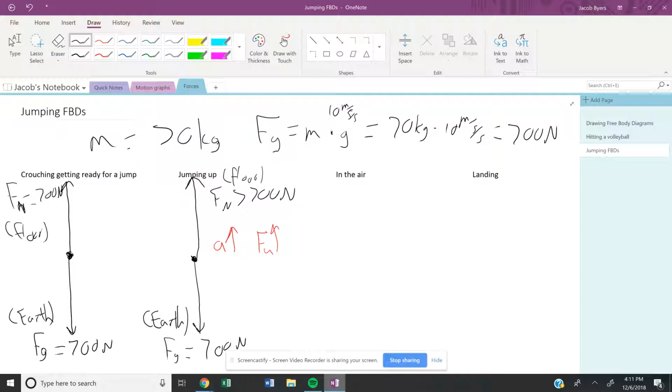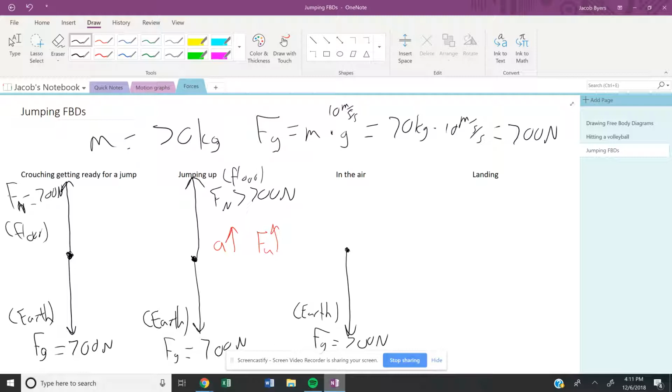Now, once you're in the air, you still have not lost any weight. You have not gained any weight. Force of gravity due to Earth is still 700 newtons. One might get picky and say, well, you're technically farther from Earth. Congratulations. It's changed like 0.00001%. So nobody cares. 700 newtons still.